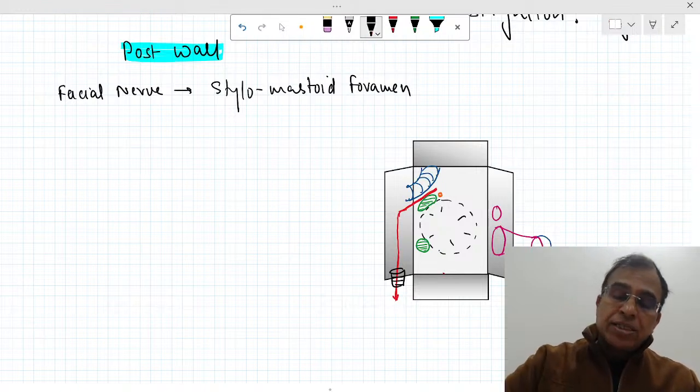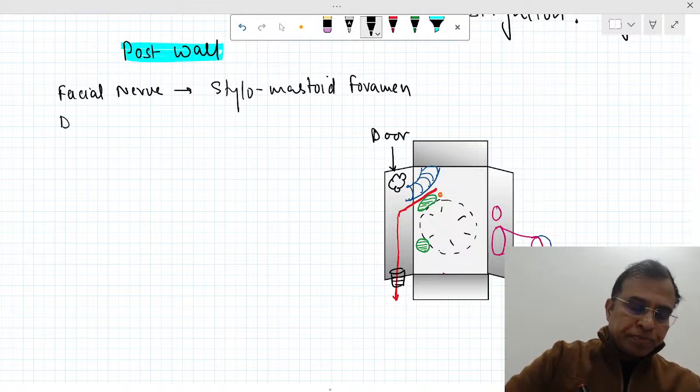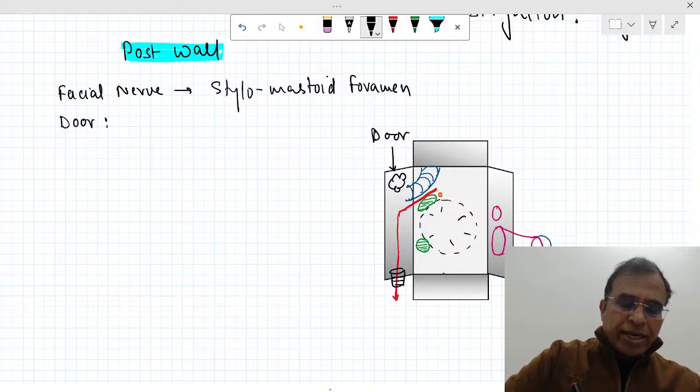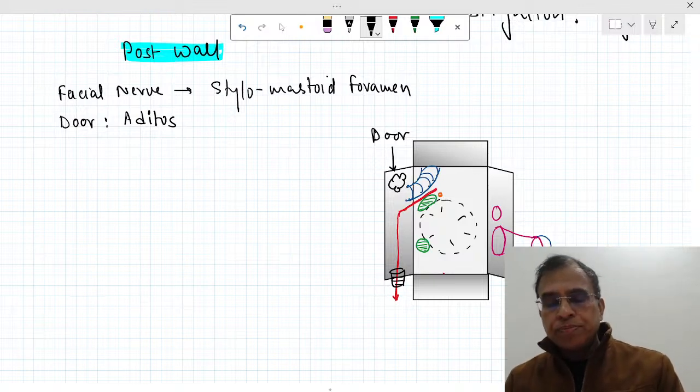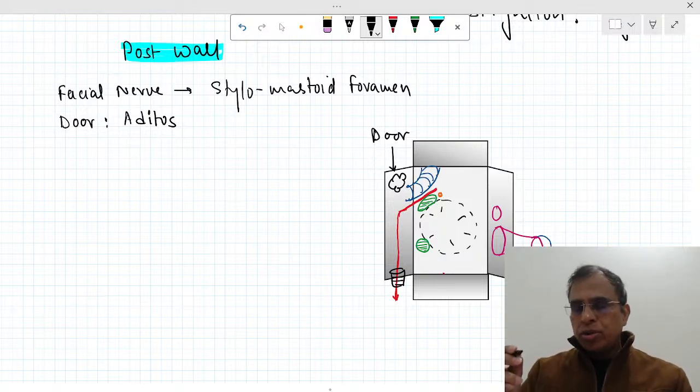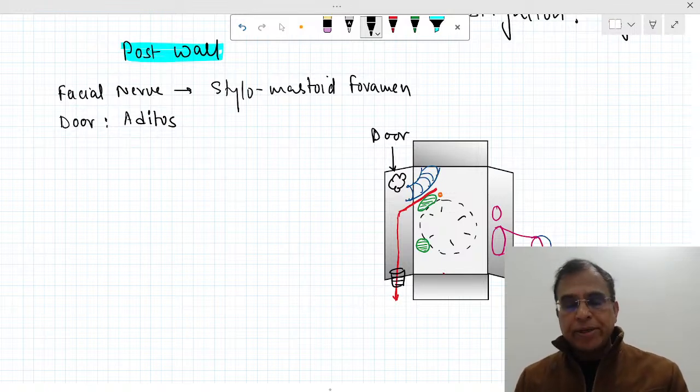So the lower part of the posterior wall has a foramen, isn't it? And the upper part has a door. There is a door here. And this door has a name. It's called the aditus. Okay, aditus is a door. Upper part is a door. Lower part is a foramen.